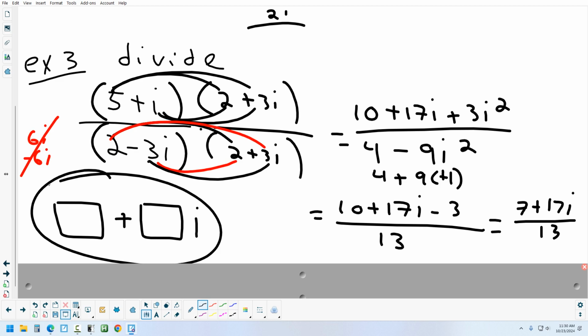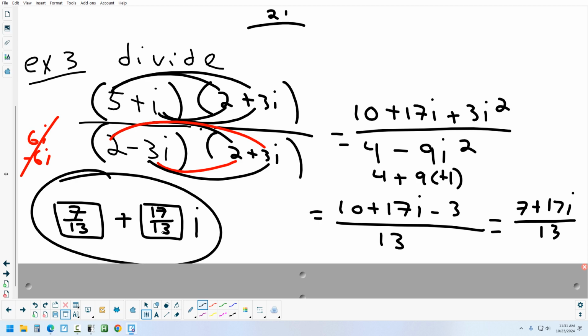7 over 13. So the real part is 7/13, and the imaginary part? 17/13. That's how you write your final answer in standard form. It has to be two separate numbers. And if this was a fraction that reduced, like let's say it was 7/14, then I would reduce 7/14 to what? 1/2. But 13 is a prime number, so it's not going to reduce.